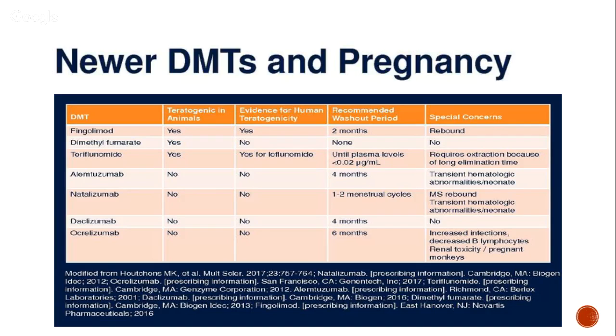Ocrelizumab, the comfort comes from rituximab, so that's why we end up using ocrelizumab a lot more. Ocrelizumab, again, no teratogenicity in animals or teratogenicity in humans, but it does last for 6 months. We know that on the effect on the immune side. So we try and wait for 6 months before they can plan a pregnancy. This is the 6 monthly. This would be 600 milligrams, 6 monthly. This is 300 milligrams monthly.